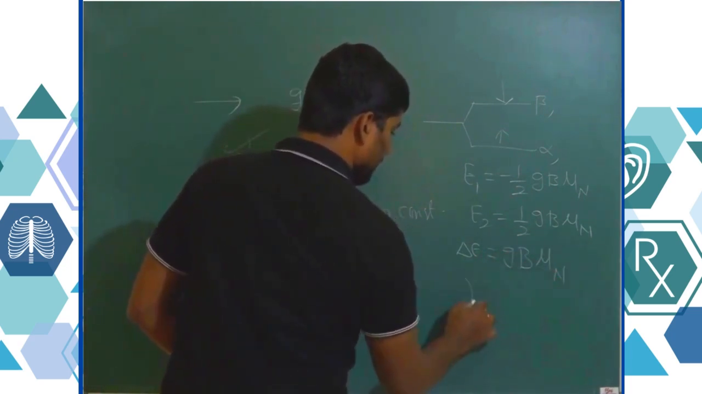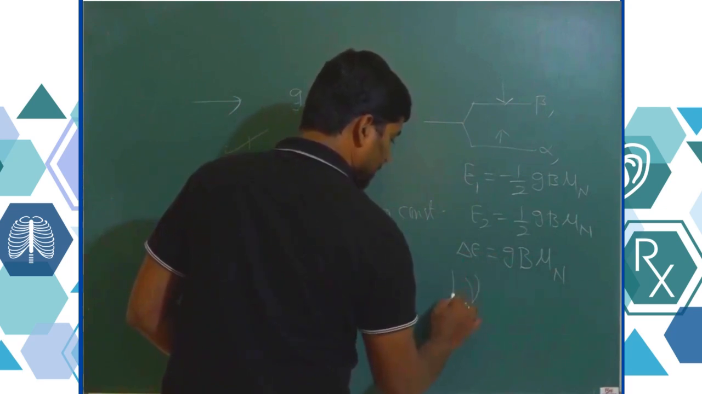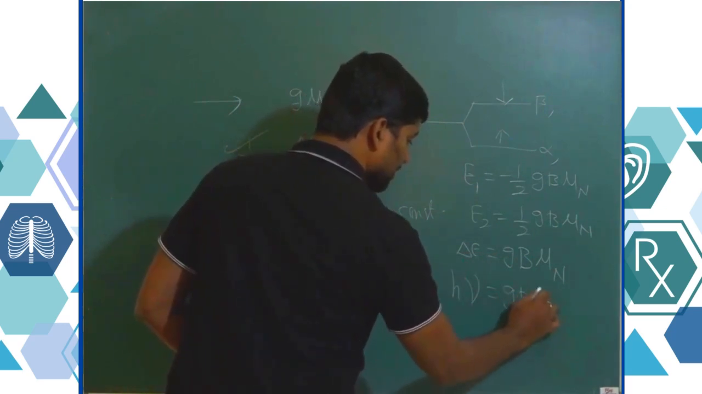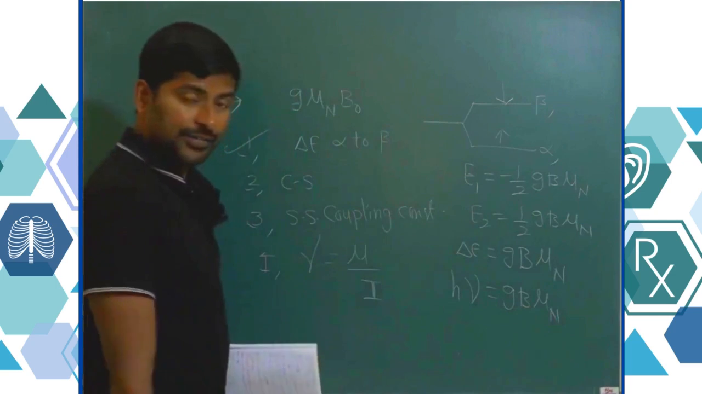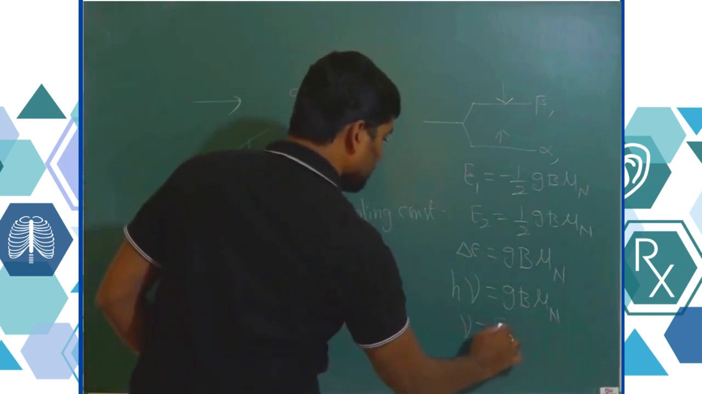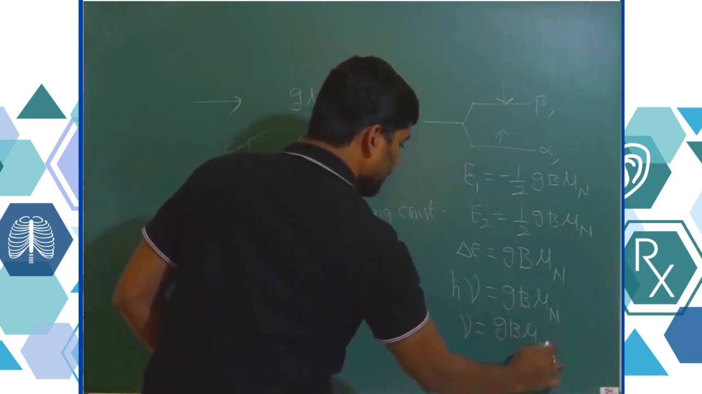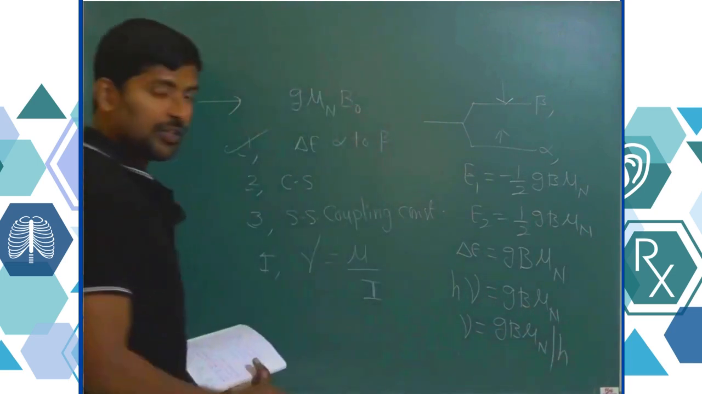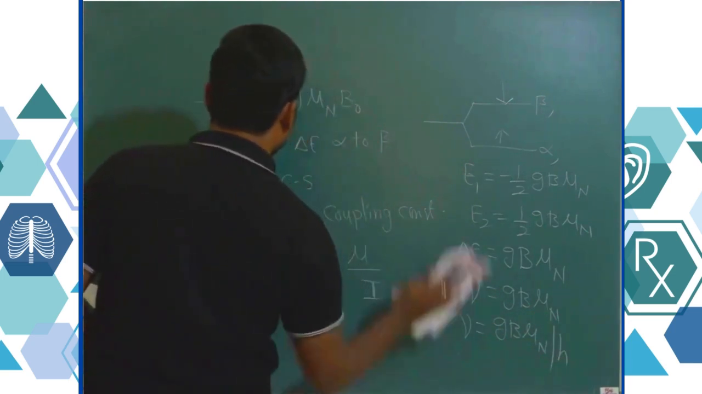Previously, the resonance condition was given, and this is nothing but that. This question is also given. Sometimes they ask for the expression for frequency, and g B0 mu n by h is the expression for frequency.